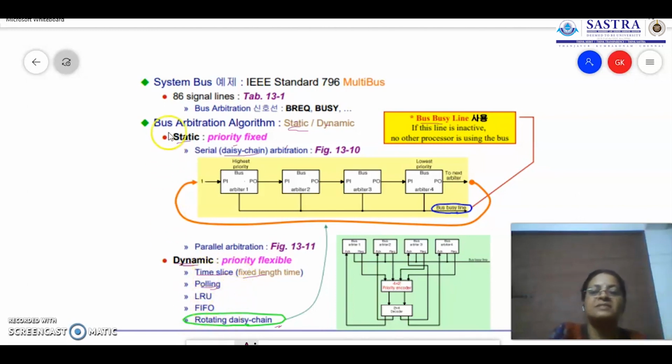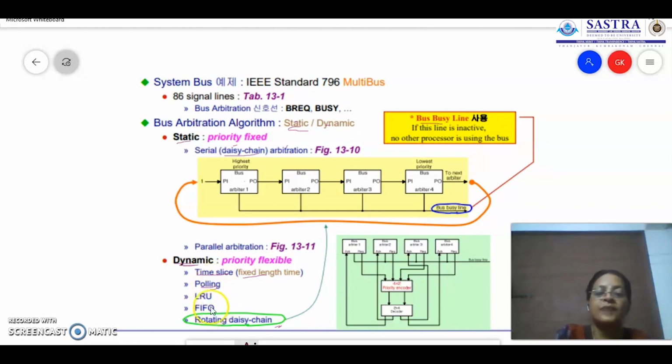So as such, we have discussed the bus arbitration algorithm having two types, static and dynamic. In static, the priority is fixed, and the best example for this category is the serial daisy chain arbitration, which is shown in this figure. The next category is dynamic, where we make the priority flexible. How is it made flexible? Either by giving a time quantum to each device in a round robin fashion, or by the polling method, where the arbiter polls device by device and changes the priority across the devices, and the least recently used enjoys the highest priority. It need not always be LRU, it can even be MRU also, depending on the application and the requirement.